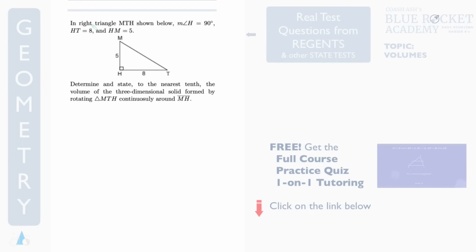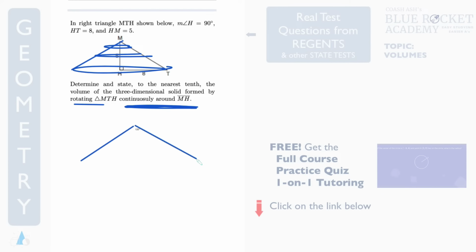Now in this problem, you're given this right triangle over here, and it's rotated continuously around MH. So if it's rotated continuously around MH, how do we find this? This part is rotated like this. So imagine this part is rotated here, so it's going to almost form a circle. This part is rotated like this, and this part is rotated like this over here. And then you can imagine, if you join this, it looks like a cone.